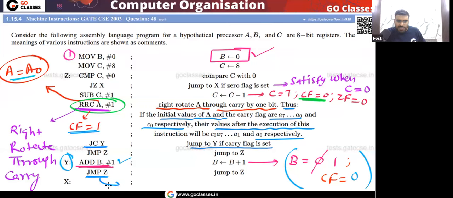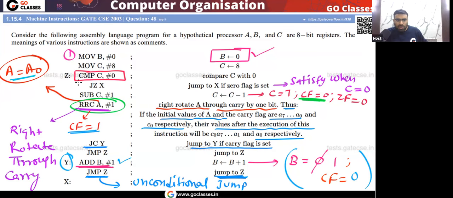This is an unconditional jump. Yes or no? So the meaning is given to you: jump to Z. Now again you will go here, you will jump to Z. Is this clear? Where you are going, you are jumping to Z. So now again you will jump to Z.